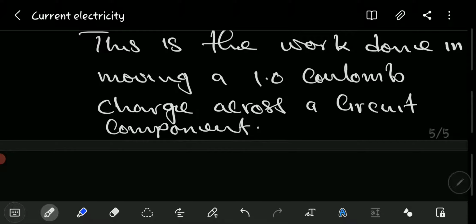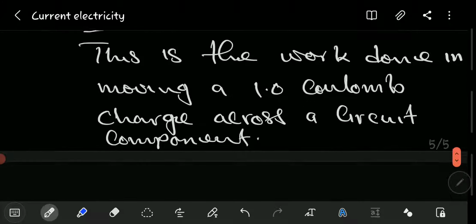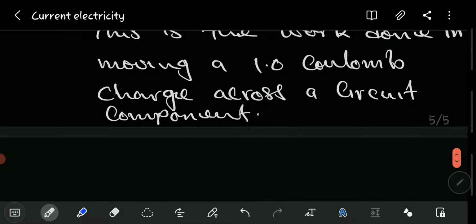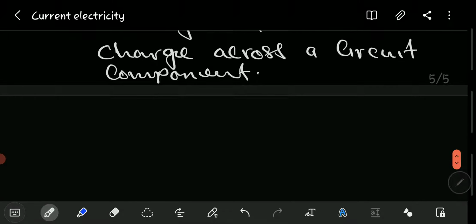So this is the work done in moving a 1 coulomb charge across a circuit component. Work is measured in joules, and charge has a unit of coulomb. So potential difference in all its form may just reduce to a joule per coulomb.